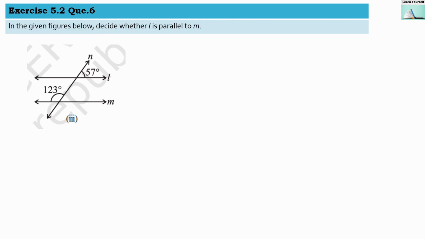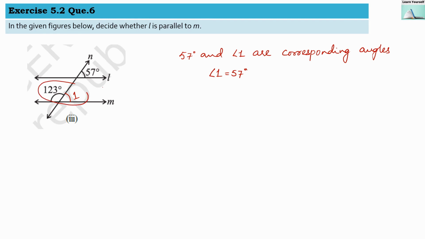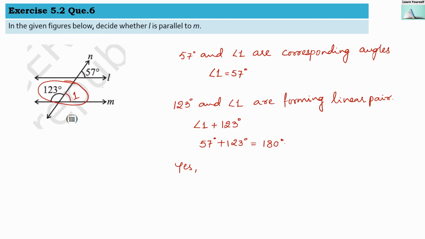Our third example. As you can see in the figure, this 75 degree angle and this angle are both corresponding angles. So this angle's measure should be 75 degrees as they are corresponding angles. Let us name this angle, angle 1. Angle 123 degrees and angle 1 are forming a linear pair. So the sum of these two angles should be 180 degrees. As they are forming a linear pair and the sum of the measures is 180 degrees, line L is parallel to M.